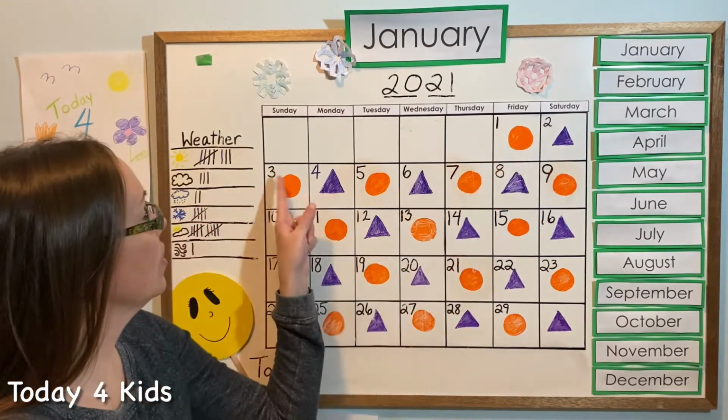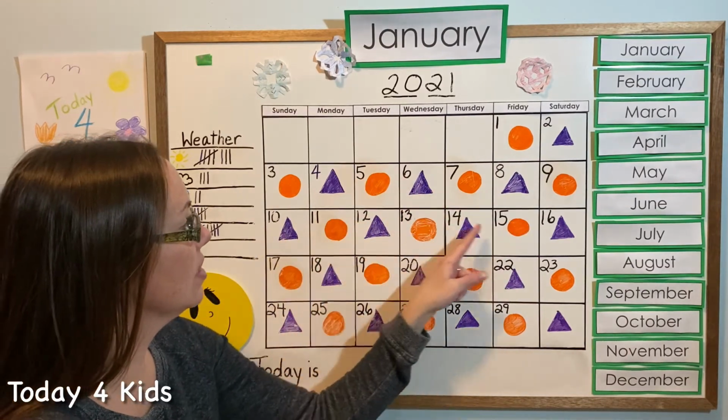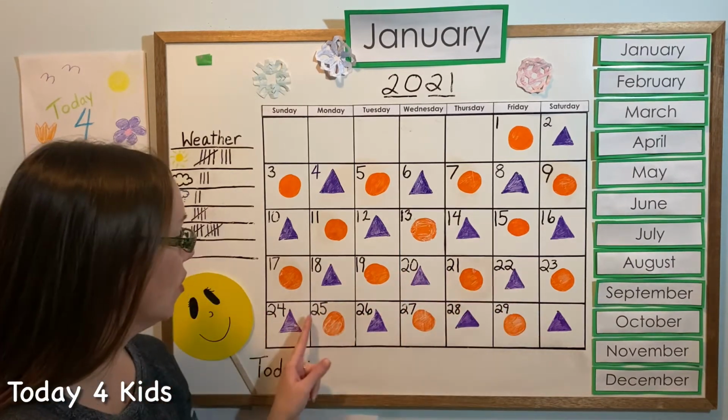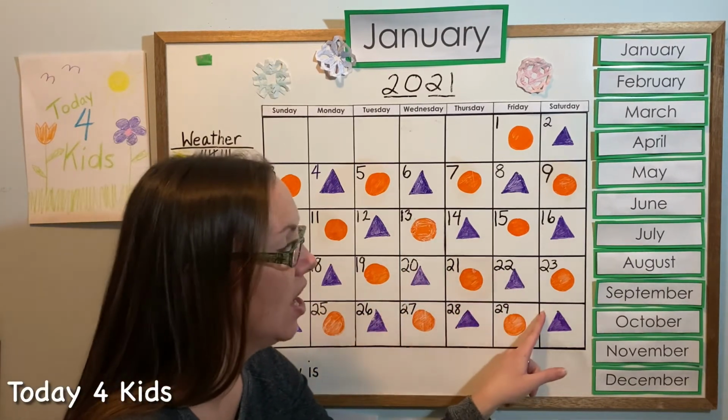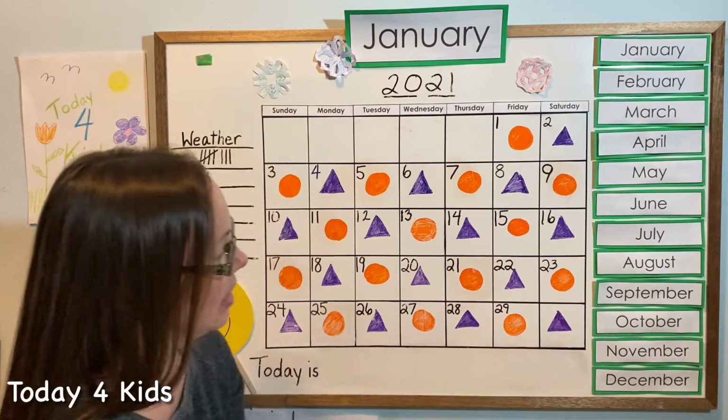1, 2, 3, 4, 5, 6, 7, 8, 9, 10, 11, 12, 13, 14, 15, 16, 17, 18, 19, 20, 21, 22, 23, 24, 25, 26, 27, 28, 29, 30. Did you guess 30? That is a really big number.